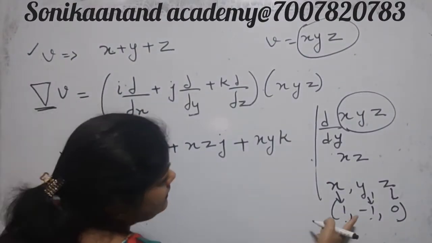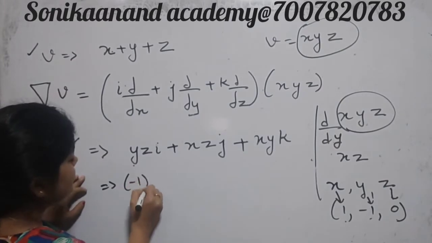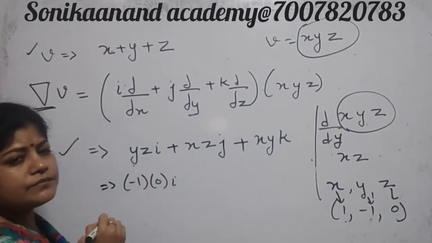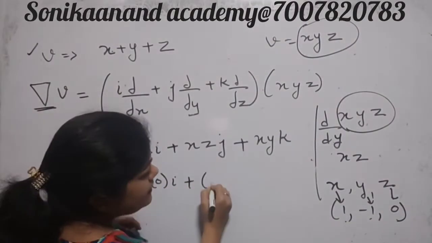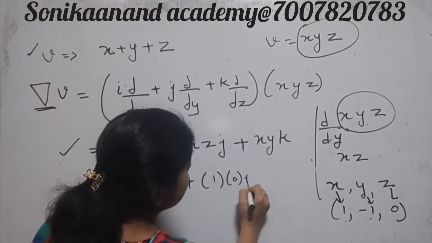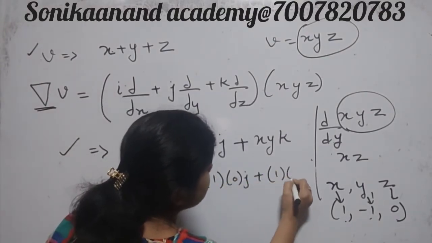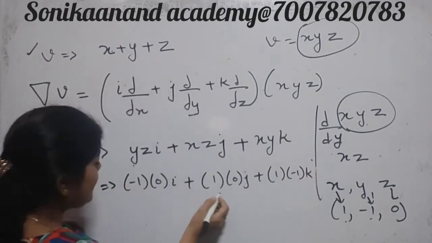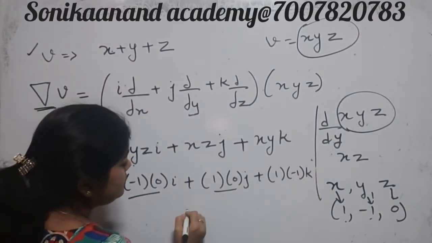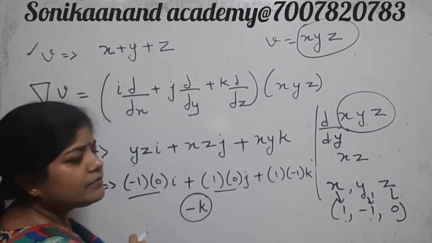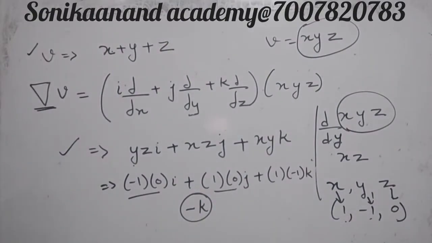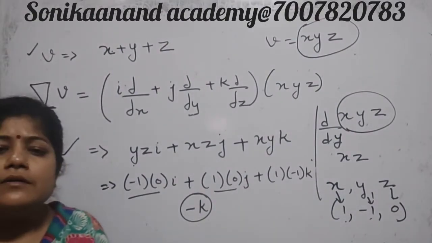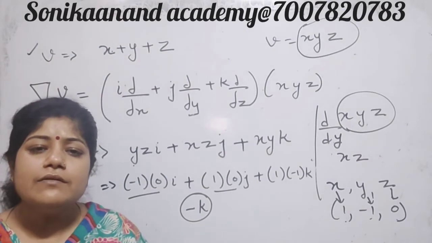The values of y and z, that is minus 1 and 0, into i. Then here x and z, that is 1 and 0, then j, and x and y, 1 and minus 1, into k. So we are left with 0 and this is minus k. Okay. So in this way, we find the gradient of any given vector.